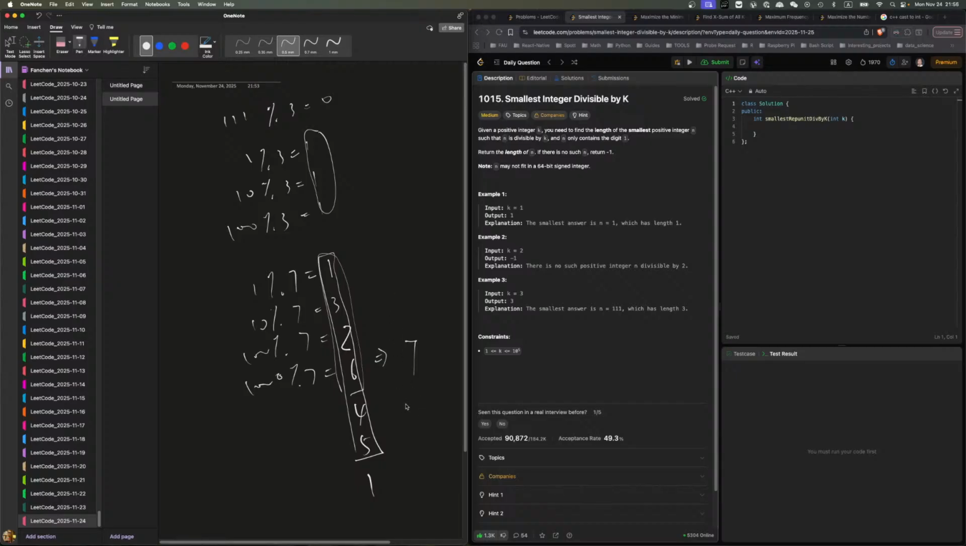Which means we can do 1, 2, 3, 4, 5, 6. So 1, 2, 3, 4, 5, 6 divided by 7. That is very interesting. 1, 2, 3, 4, 5, 6. So basically we add.